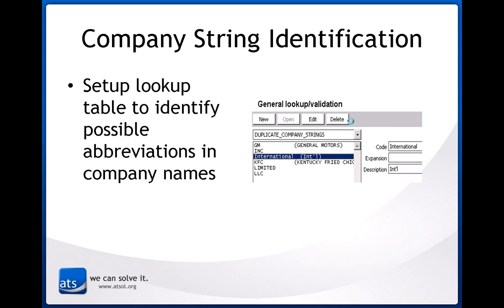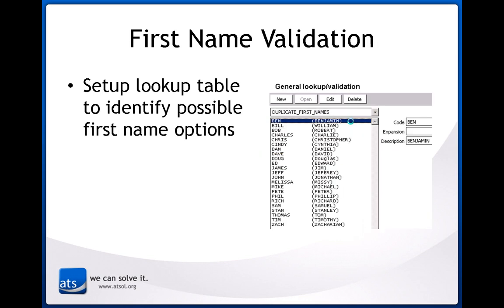We also have company string identification abbreviations. Again, a new general lookup table called duplicate_company_strings will be created for shortcuts such as international and INTL in company names. Finally, we have a first name validation for checking for abbreviations for names. The table name will be duplicate_first_names for checking for first name abbreviations such as Ben, Benjamin, Bill, William, and Bob and Robert.